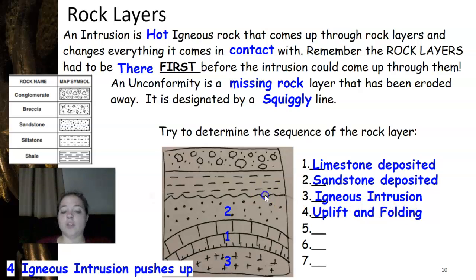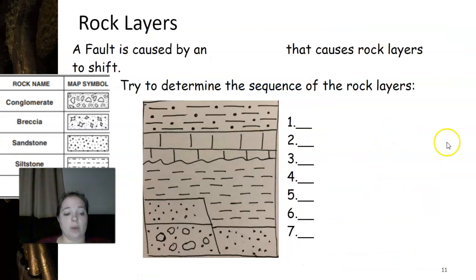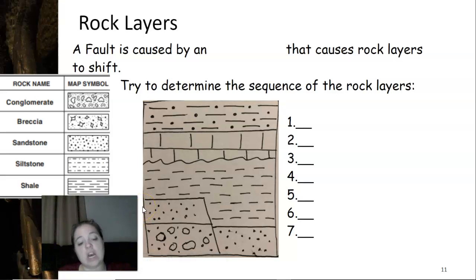All right, what comes after that? Well, the squiggly line finally comes after. That's your unconformity. What comes after that? Well, number 6, that's the shale. Number 7, that's the conglomerate. All right, last bit we have is a fault. So remember, this is if I was to cut the cake and like do a different design or put it to the side in it, or I cut it and it just like it kind of melted a little bit or something.